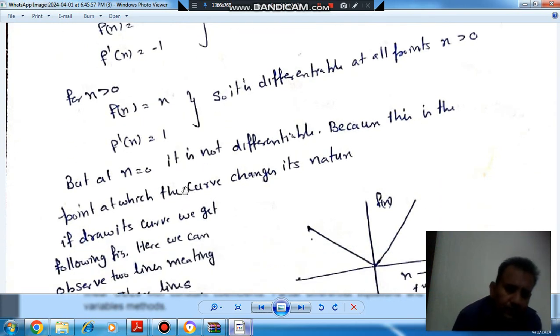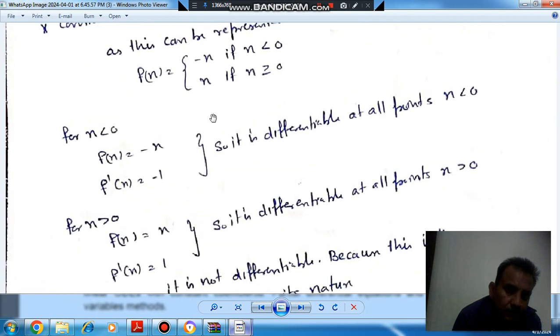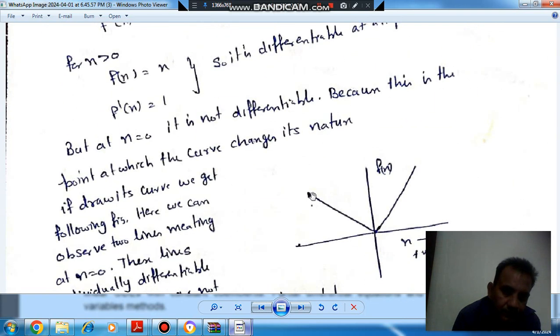There is one more way to interpret this differentiability. At the point where the curve changes its nature, the function is not differentiable. So if we draw this function, for -x, this will be the line. For +x, this will be the line. So there are two lines, and the two lines meet at this point. So two separate curves meet at x equal to 0.